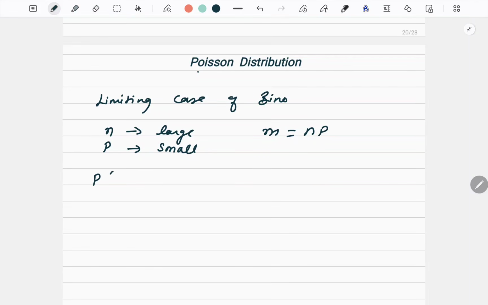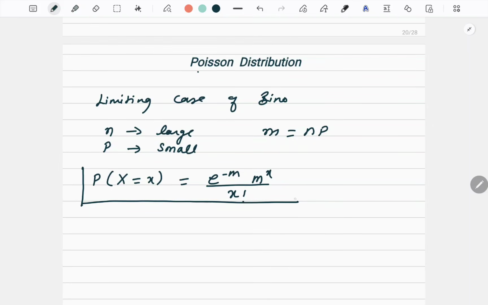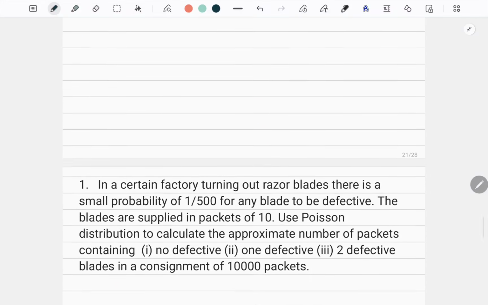The probability distribution for Poisson's, P of X equal to x, is given by e to the power minus m, m to the power x, upon x factorial, where x represents the point at which you are finding the probability. This is the formula for the probability distribution, and the m value will be equal to np. Let us try to understand this formula using a question.